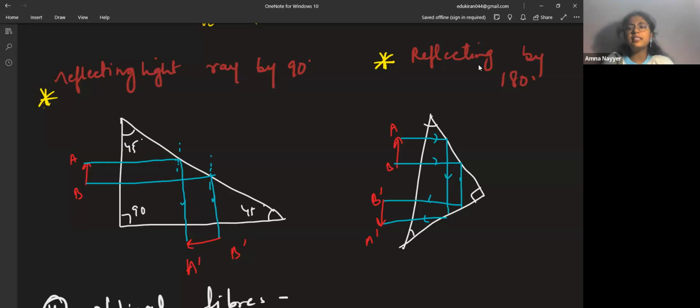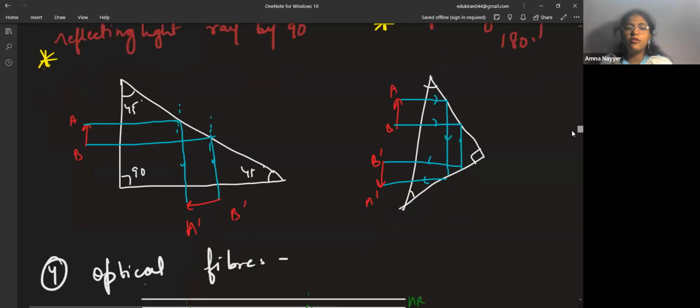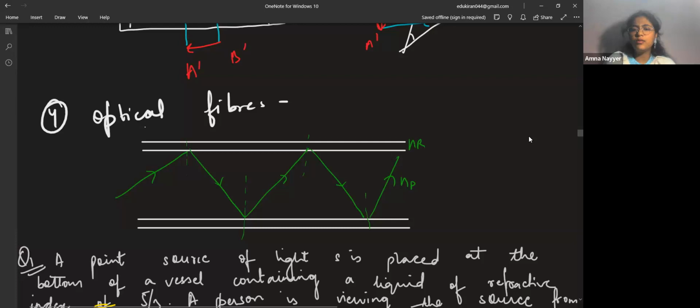Last application is the application of optical fibers. Basically, in case of optical fibers, the question we have done was a question based on optical fiber only. In that, we could apply TIR. So similarly here, what happens? Concentric layers are present. Outer surface is there, inner surface is there. And inner and outer surfaces have different refractive indices. So from denser to rarer light ray will enter, it will exceed critical angle. So total internal reflection occurs in optical fibers.